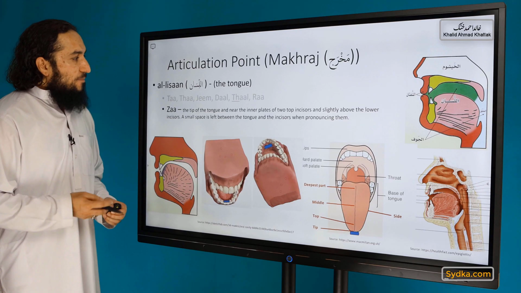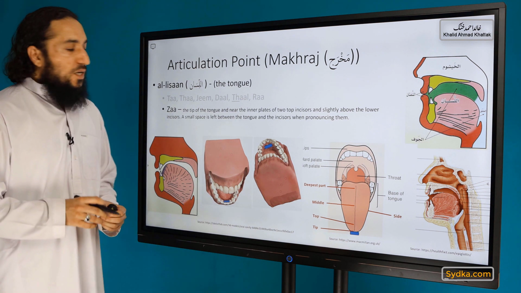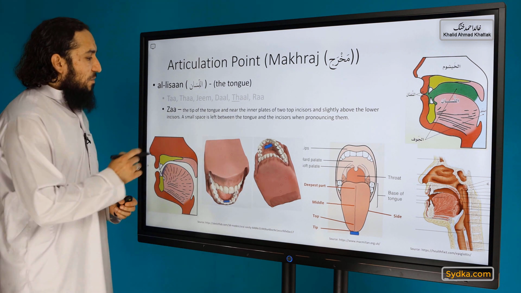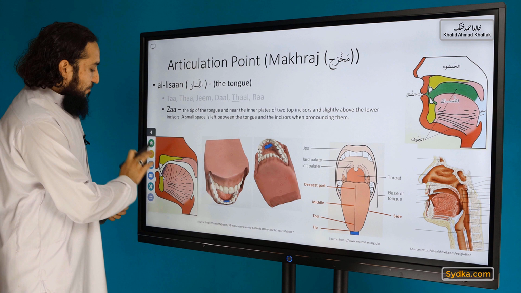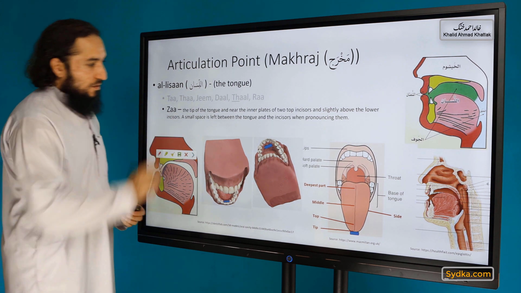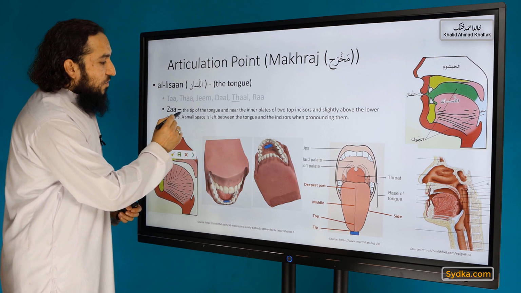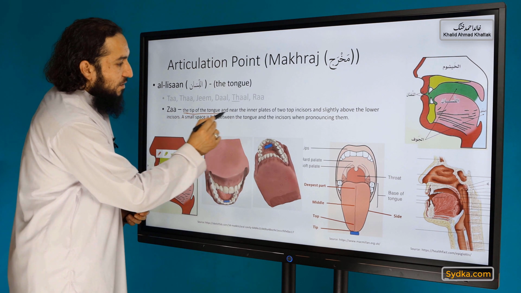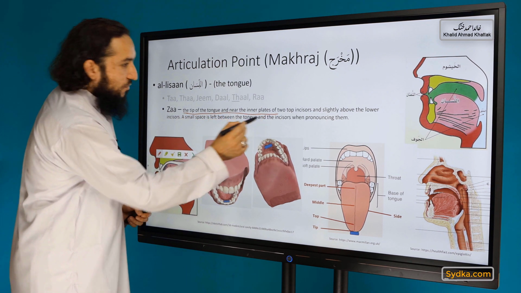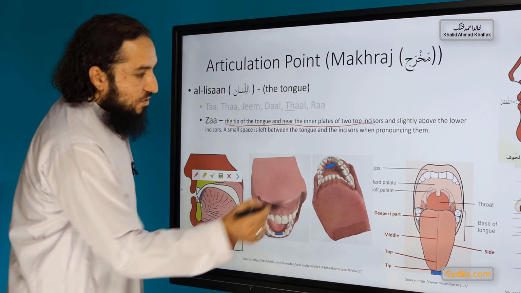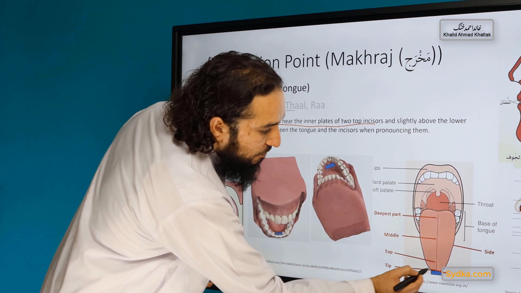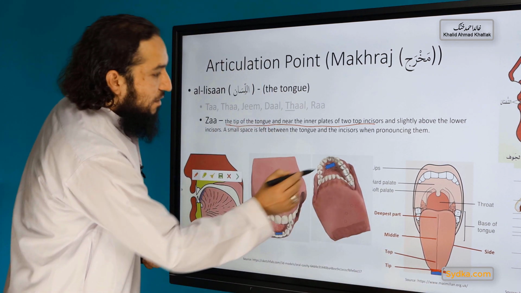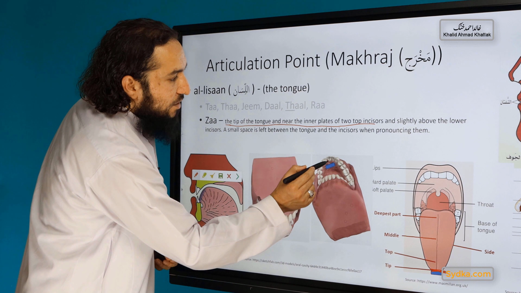So the Makharij is one of the tongue letters. Lisan is the main Makharij, and let me go through that and see. Okay, so the tip of the tongue near the inner plates of the top two incisors. That's the tip of the tongue, and near the inner plates of the top two incisors.